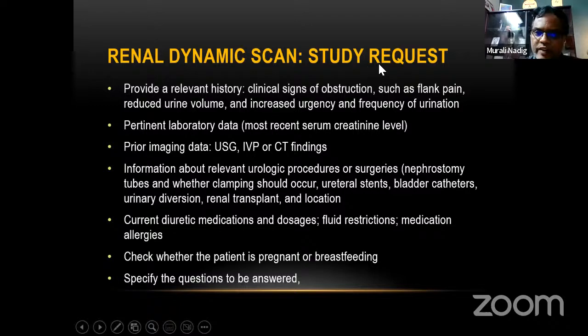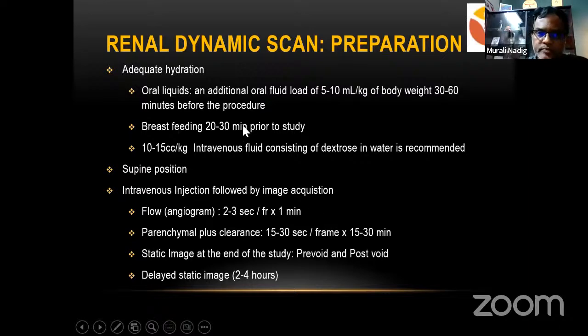Now for the renal dynamic scan, whenever you are writing your prescription, it is always better to provide relevant history: clinical signs of obstruction like flank pain, reduced urine volume, increased urgency or frequency; pertinent laboratory data, especially the most recent creatinine values; prior imaging data; information about relevant urological procedures like any nephrostomy tubes, catheterization or stents; whether the patient is on any diuretic medication and its dosage; and check whether the patient is pregnant or breastfeeding. Also specify the questions to be answered. Coming to pregnancy, I will talk later.